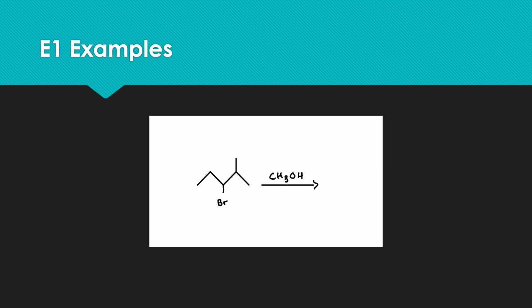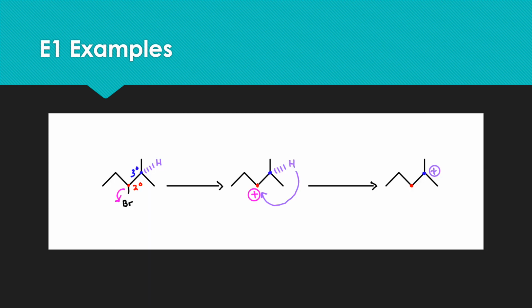E1 examples. Here we are reacting 2-methyl-3-bromopentane with methanol. In this reaction, we can see that bromine is the leaving group, and all the way to the left with the pink arrow, it leaves and forms a carbocation, which we notice is a secondary carbocation, which has a tertiary carbocation right next to it.